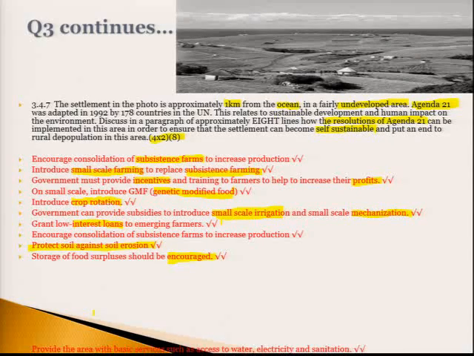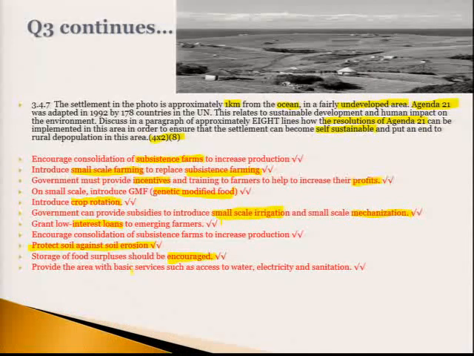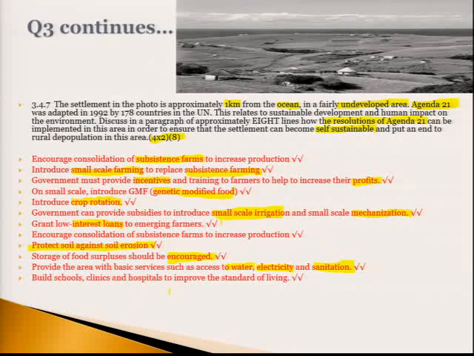Start to store food. Provide the area with basic services such as access to water, electricity and sanitation. You remember these are the basic factors that make them move to the city. So let's introduce basic services. 2 marks each. Build schools, clinics and hospitals to improve the standard of living. It's a fact. Improve the infrastructure to connect the area with other towns. Very true.